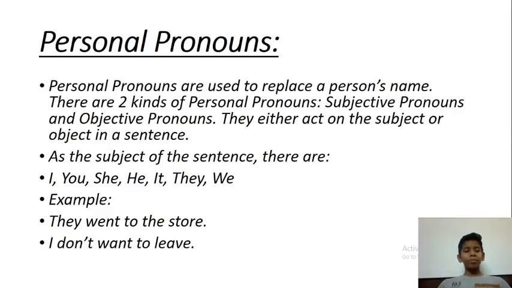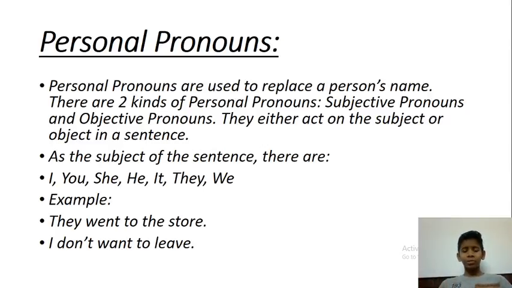Personal pronouns. Personal pronouns are used to replace a person's name. As we saw, Alex was reading a storybook. He is reading it very slowly. We are replacing a person's name with he, right? So that was a personal pronoun. There are two types of personal pronouns: subjective and objective pronouns. Subjective pronouns act as the subject of the sentence, and objective pronouns act as the object of the sentence.